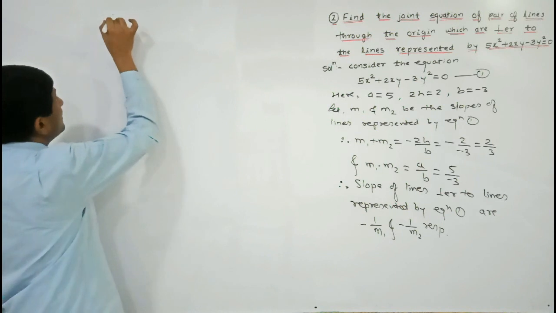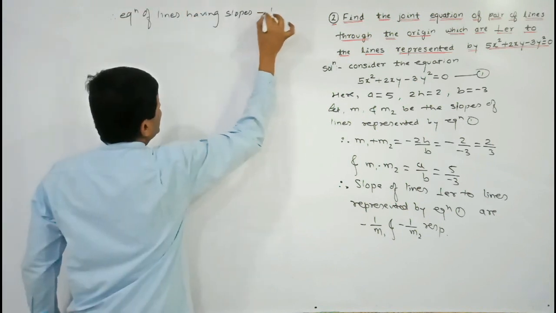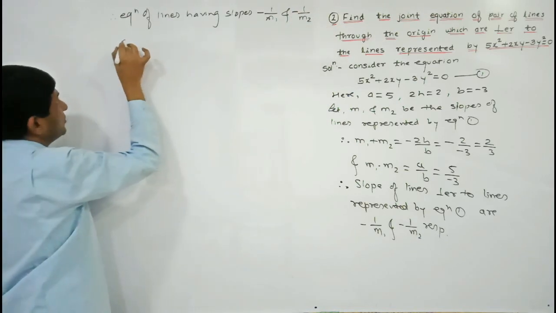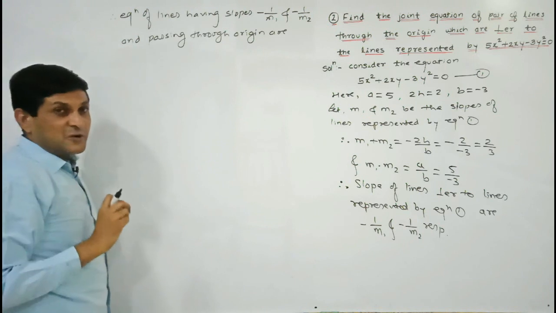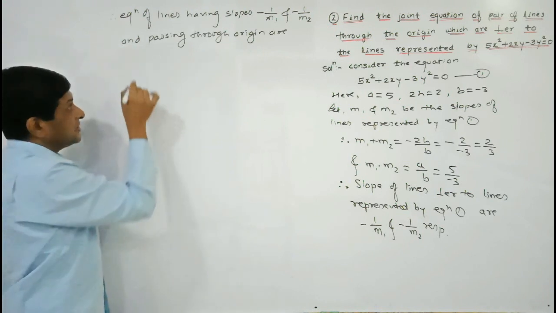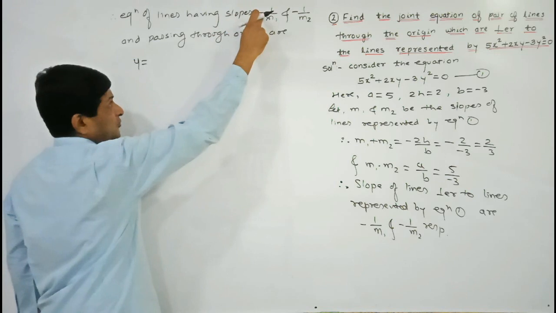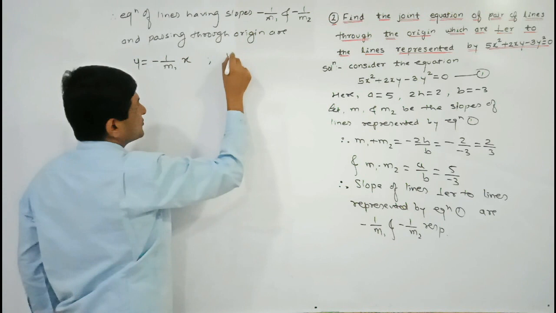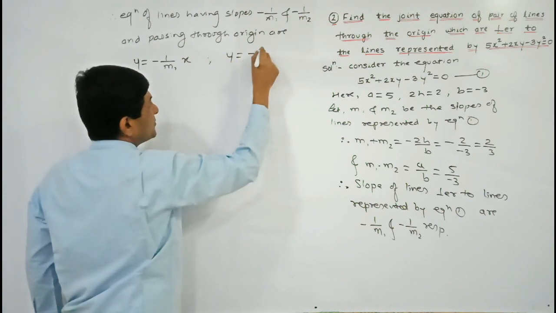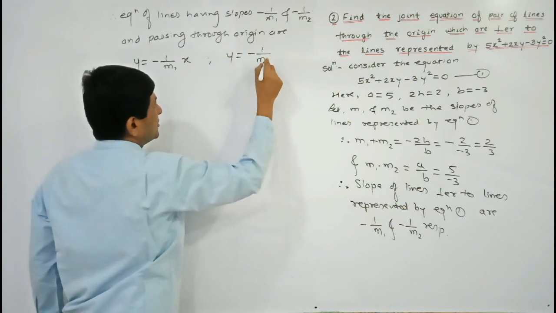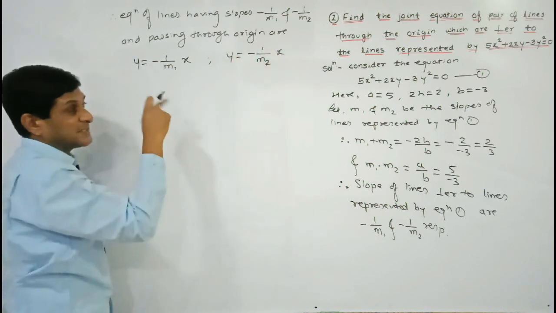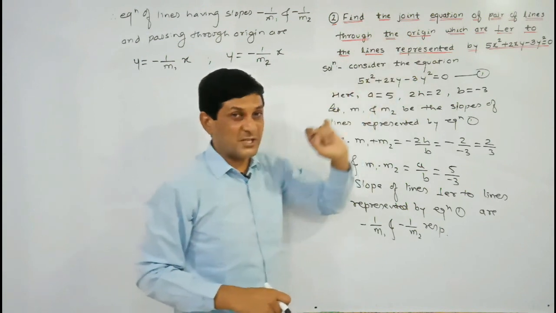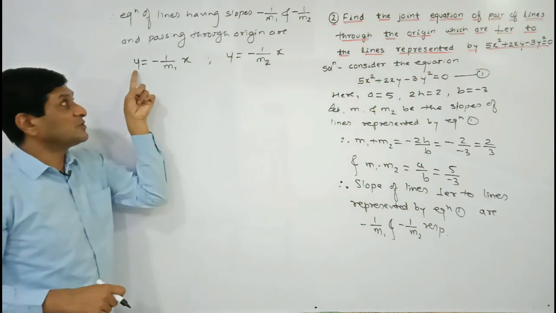So therefore, the equation of lines having slopes minus 1/m1 and minus 1/m2 and passing through the origin. So what is the formula to find the equation of a line? If a line passes through the origin, y is equal to mx. The slope of the first line is minus 1/m1, so y equals minus 1/m1 x, and the equation of the second line is y equals m x. What is the slope of the second line? Minus 1/m2, so y equals minus 1/m2 x. Why are we saying that the line passes through the origin? Because it is given to us to find the joint equation of lines passing through the origin, and if a line passes through the origin, its equation is y is equal to mx.